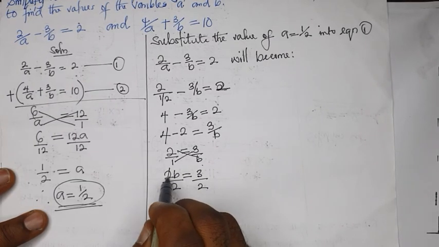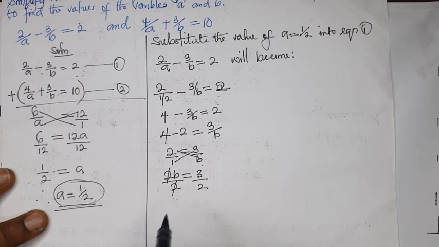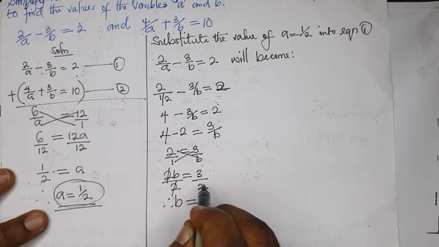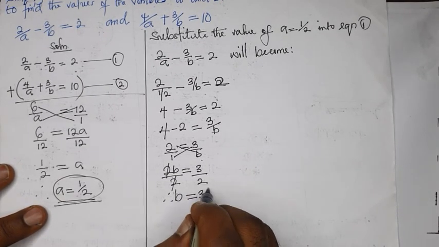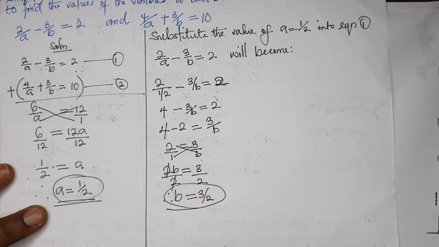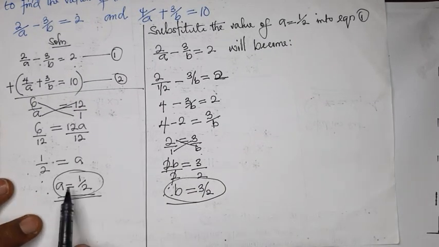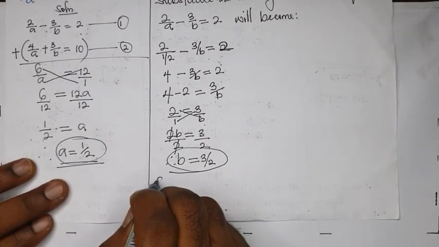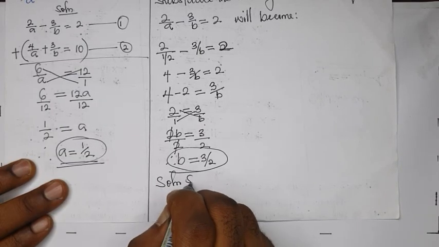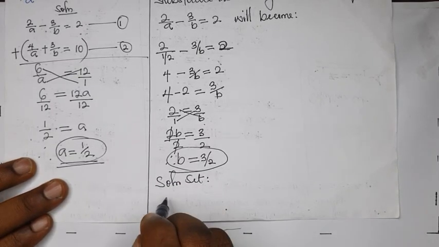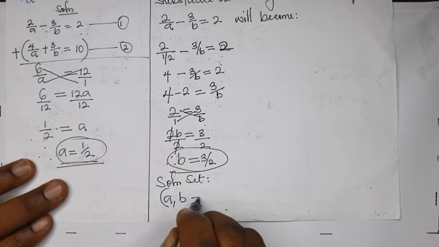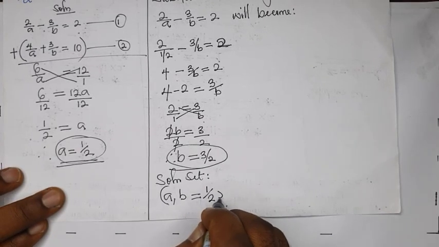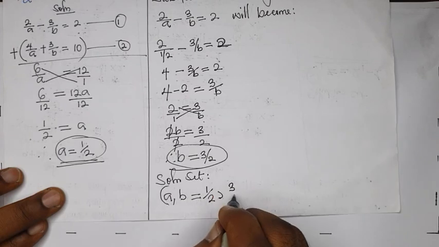And if I do that, 2b on the numerator, the 2 cancels out the 2 on the denominator, leaving b alone on the left hand side. Whereby on our right hand side, we have just 3 all over 2. What it means is that the value of b is 3 all over 2, while the value of a is 1 all over 2. To write the solution set, we can say that for solution set, a comma b is now equal to the value of a initially, we had it as 1 all over 2, comma, the value of b is now 3 all over 2.